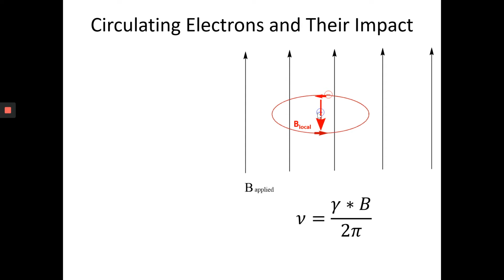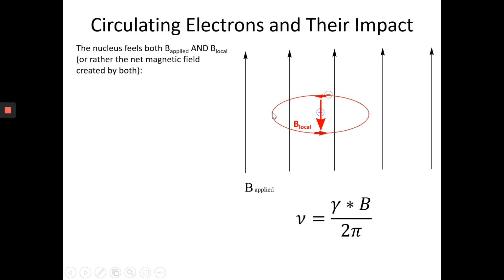Okay, did you think about it? The nucleus, of course, is feeling both of those magnetic fields. It's feeling B applied, and it's also feeling B local, right? So really what it's feeling is the net magnetic field created by both of them. And remember that B local is always in the opposite direction from B applied. So as B local gets bigger and bigger, the net magnetic field that nucleus is feeling goes down, right?